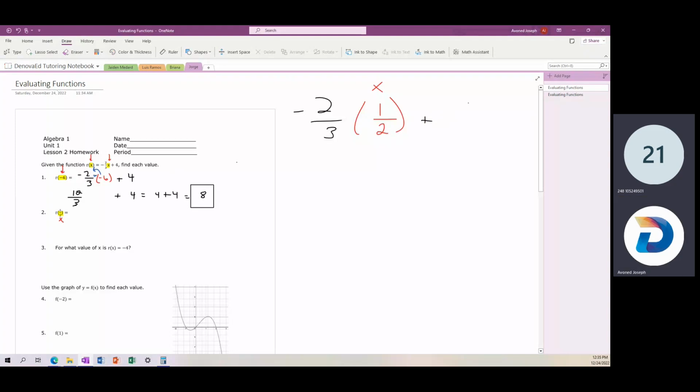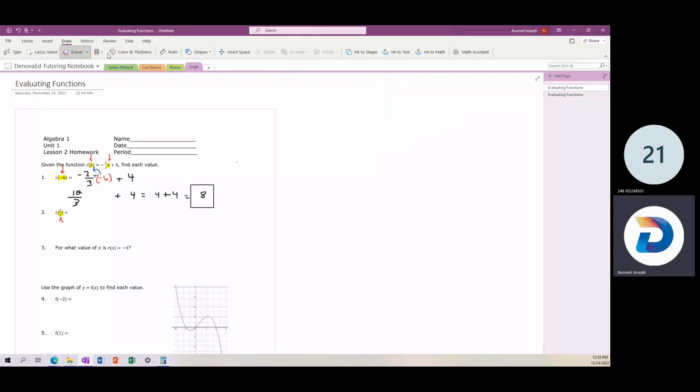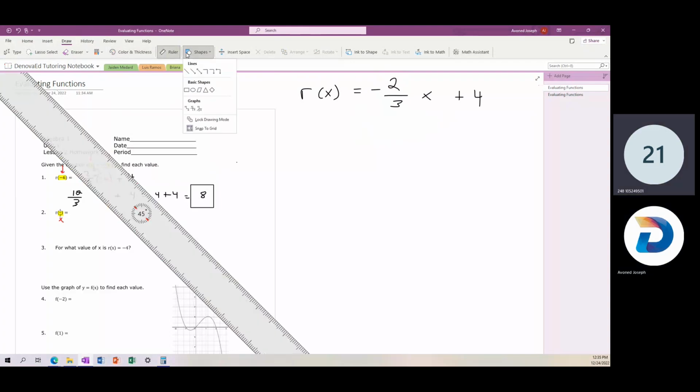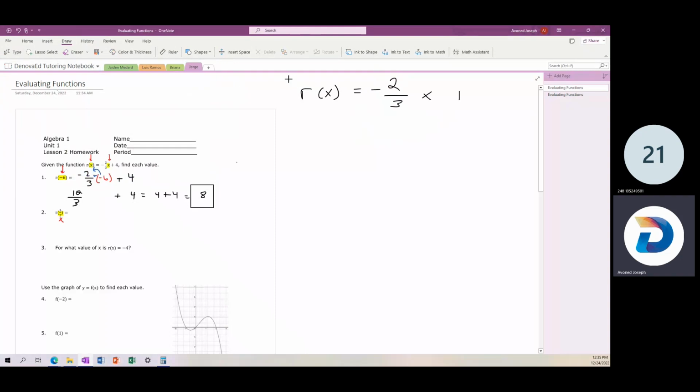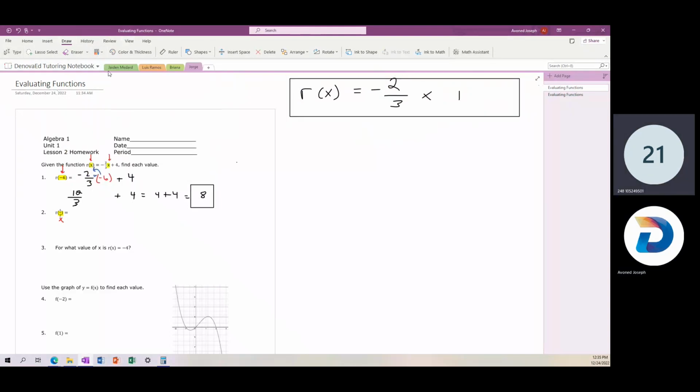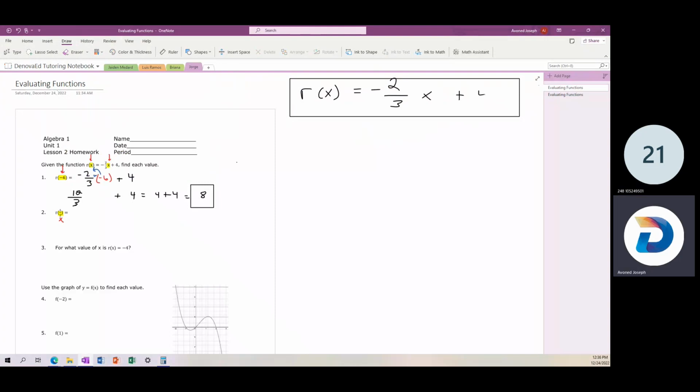All right, so let me write this up for you. Give me a second. Our initial equation is, this is our function, r of x is equal to -2/3 x plus 4. This is our entire equation. We're just trying to figure out what r of x is equal to when we substitute a value for x.